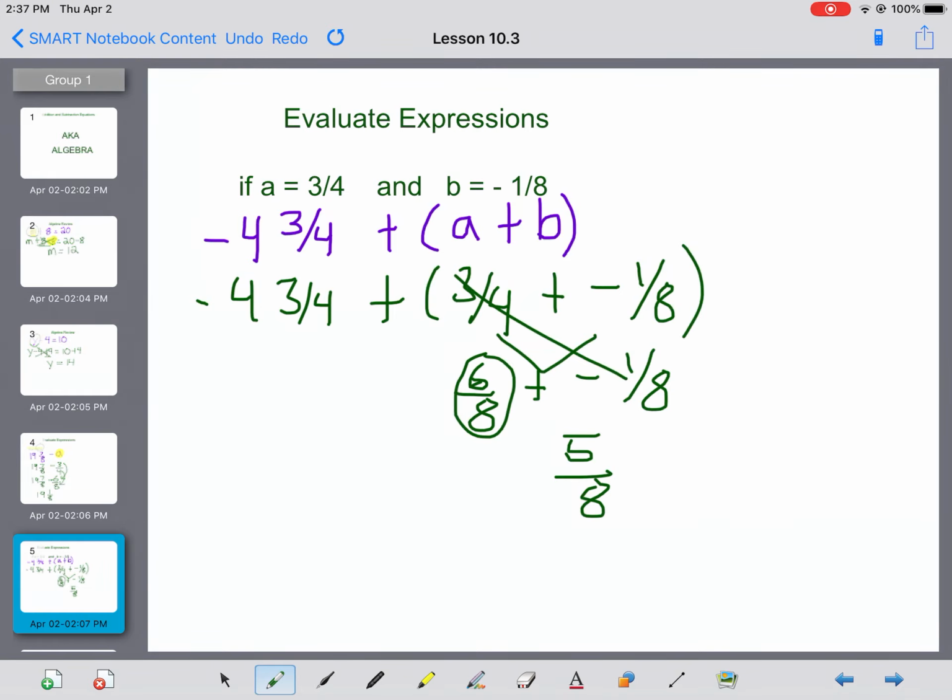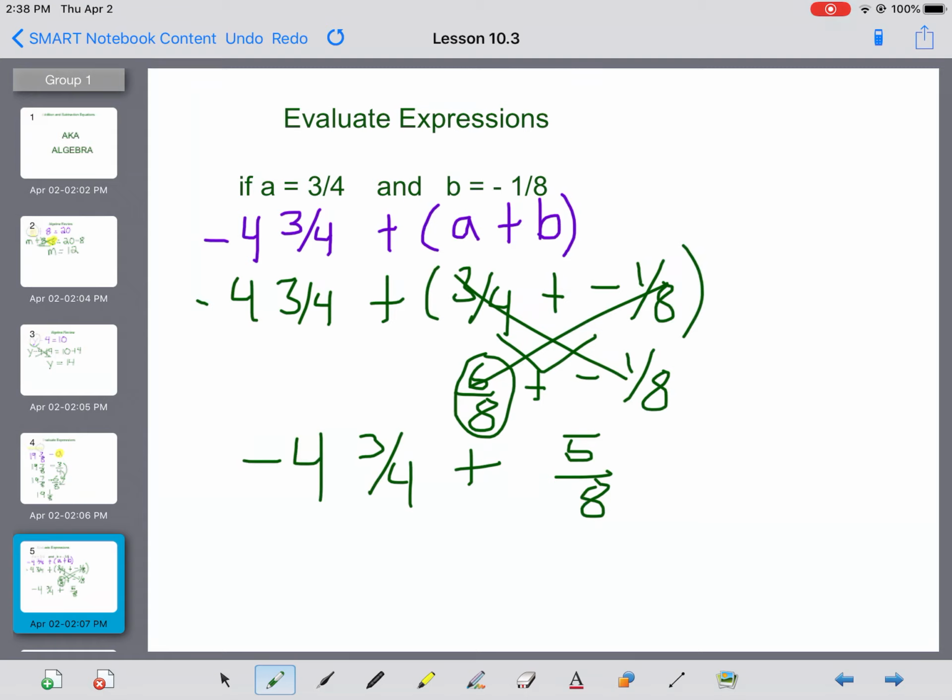So now, in a sense, you can think I've dealt with this whole section. I write out what I have left. Negative 4 3/4 plus 5/8. I can think to myself 3/4, that's 6/8. I'm not going to write it out completely because I don't have room. But I can add it together.